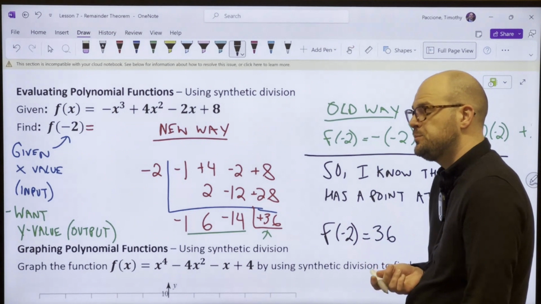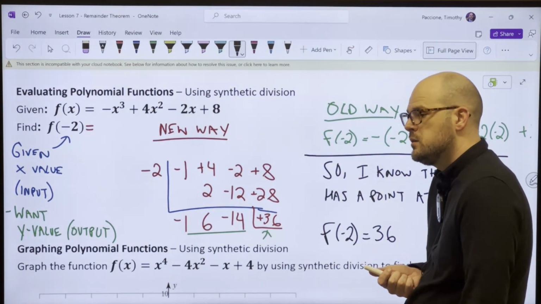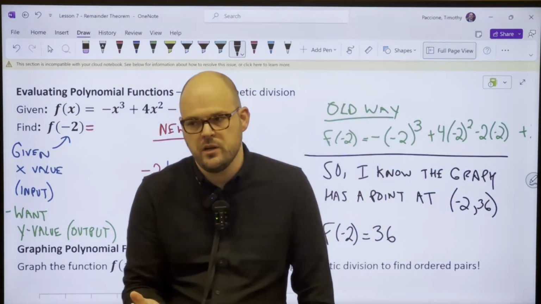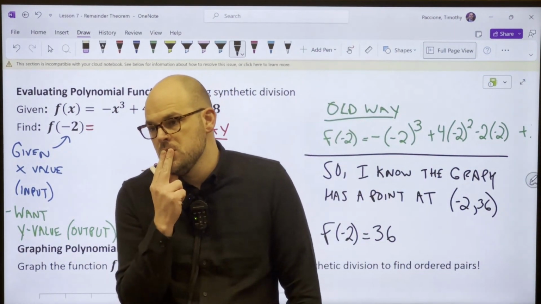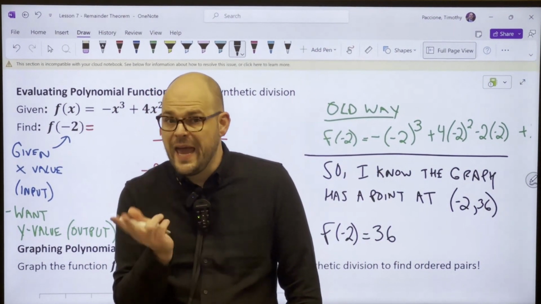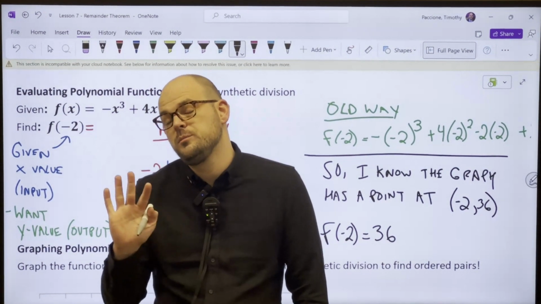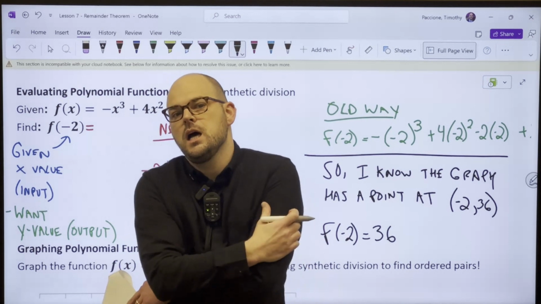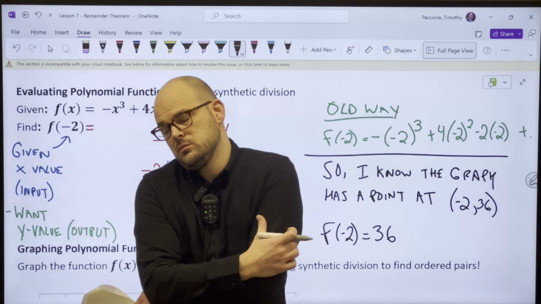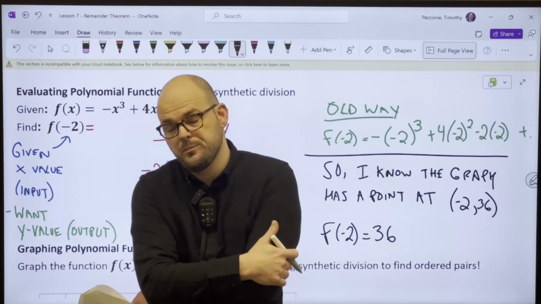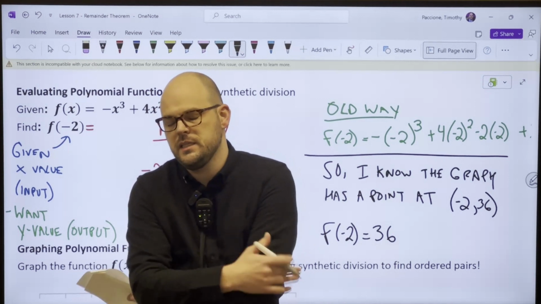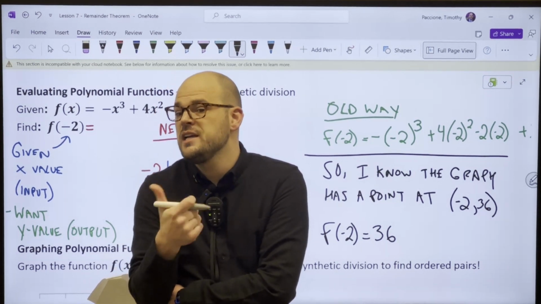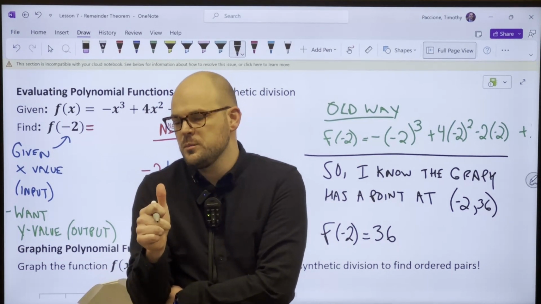Okay. So that's one scenario. Another scenario. Yeah, question. But can we use the old way? You can, unless you're told in the question to use synthetic division. But it's going to take you a lot longer. Okay. Typically it takes students longer.